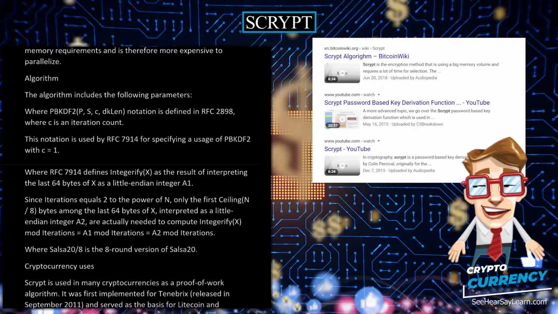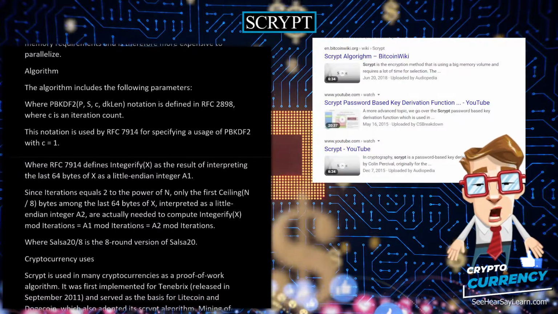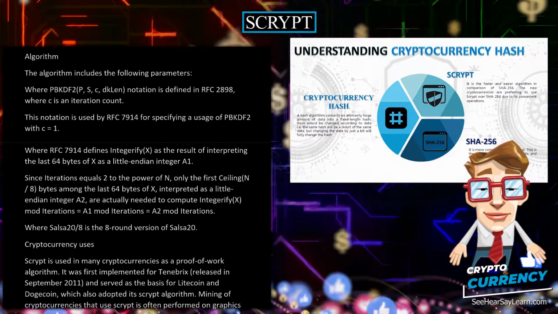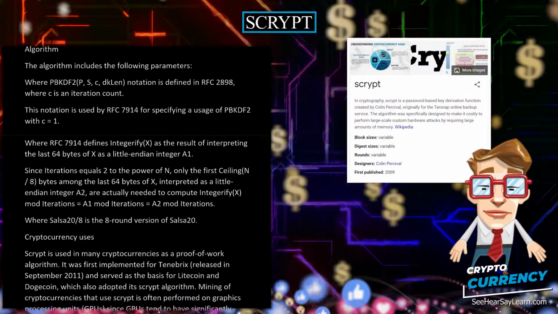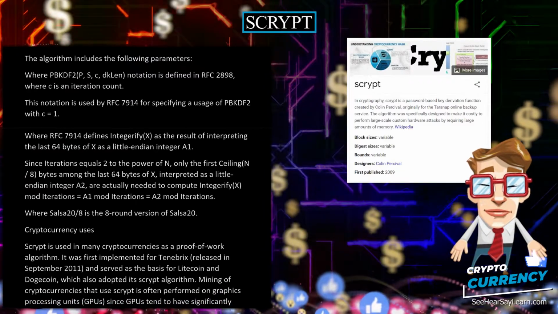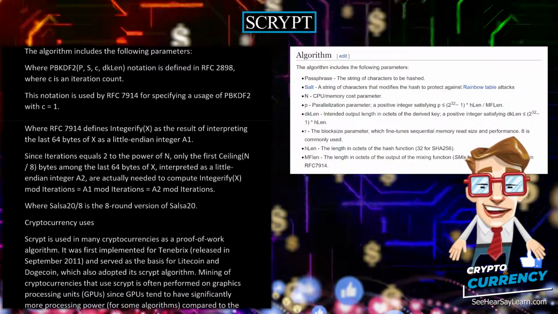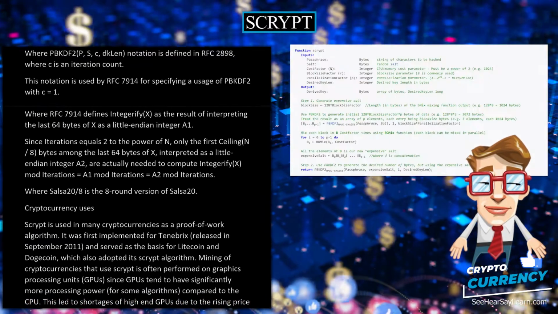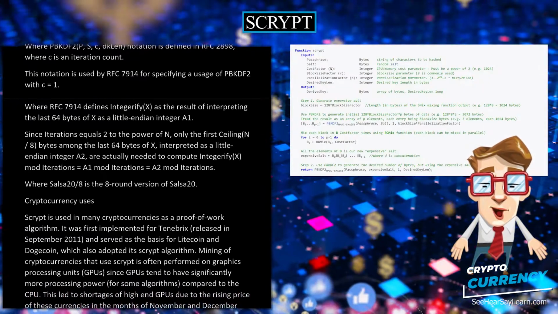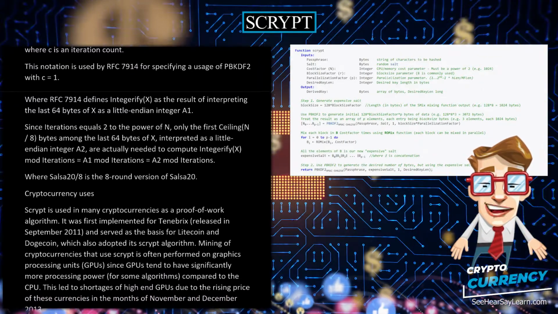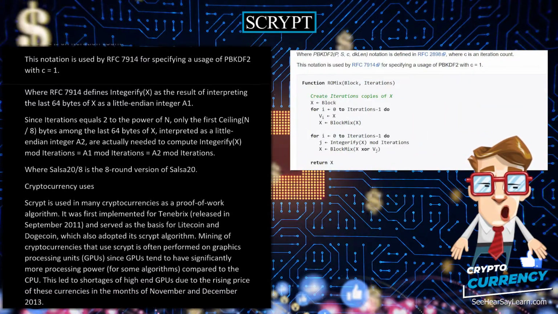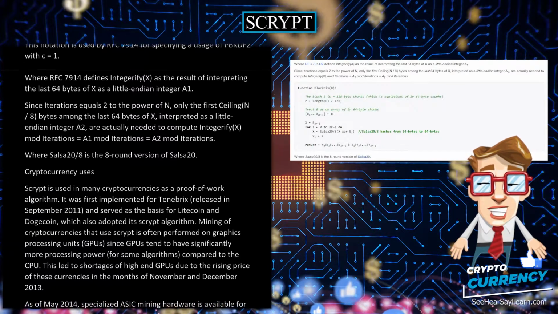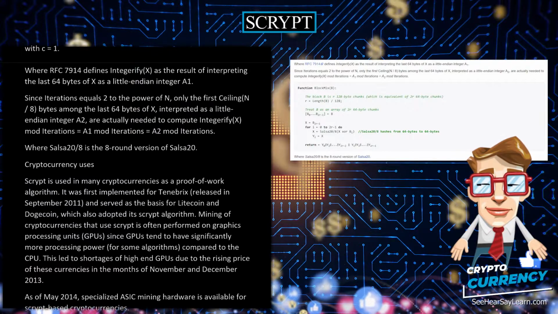Where RFC 7914 defines Integerify(x) as the result of interpreting the last 64 bytes of x as a little-endian integer A1. Since Iterations equals 2 to the power of N, only the first ceiling(N/8) bytes among the last 64 bytes of x, interpreted as a little-endian integer A2, are actually needed to compute Integerify(x) mod Iterations equals A1 mod Iterations equals A2 mod Iterations. Where Salsa20/8 is the 8-round version of Salsa20.